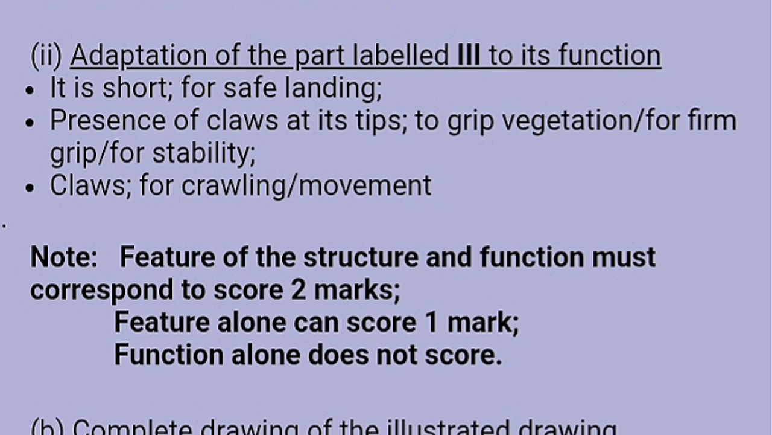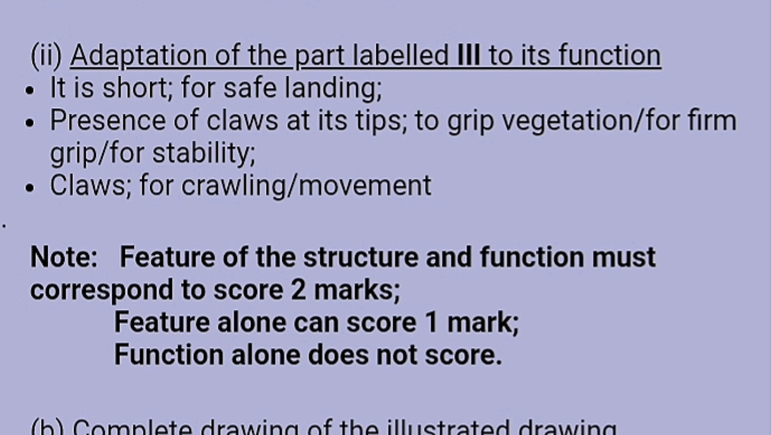When they fly and land on something, they grip well, they don't fall off because of those claws at the tip of the leg. And then the claws also is used for crawling or for movement. Okay, they hold and drag their body and move their body along, and it drags. If it was smooth, the leg will come back. Okay, so that's adaptation of that leg to its functions.